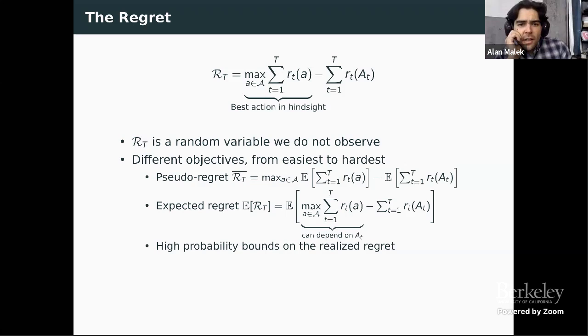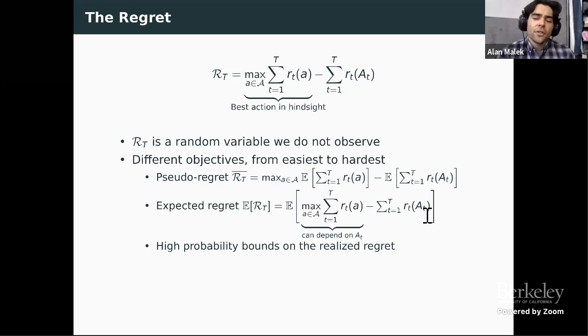So the easiest thing we can hope to control is called the pseudo-regret. The pseudo-regret is the maximum over the expected regret, and here the expectation is with respect to the randomization of the learner. It's the difference between the expected regret of the best action versus the expectation over our own plays. Slightly harder than that sometimes is the expected regret, which is literally the expectation of the regret. The difference here is that this comparator term A might depend on the actions that we actually played in the past. You can show that if the adversary is simple, these two are equal, but generally the expected regret is an upper bound.